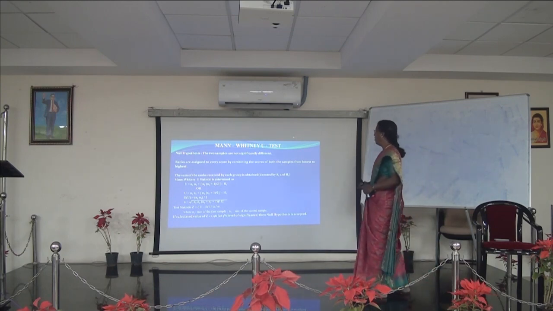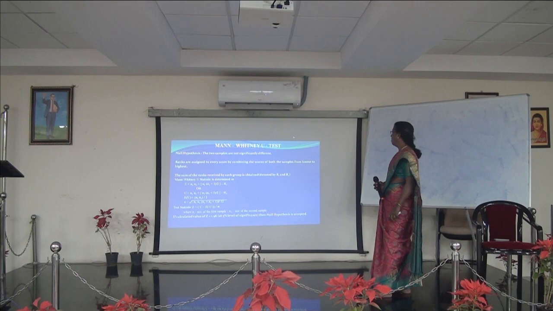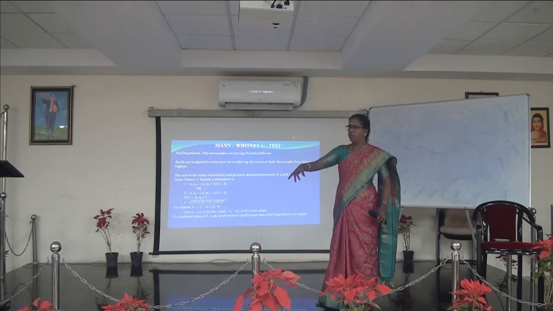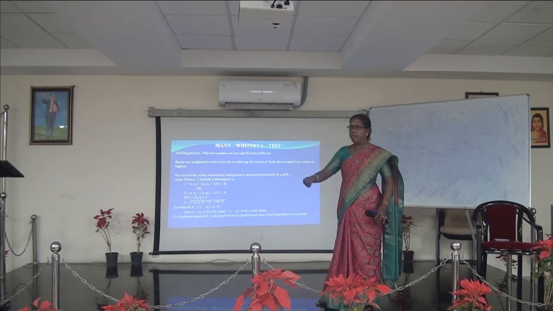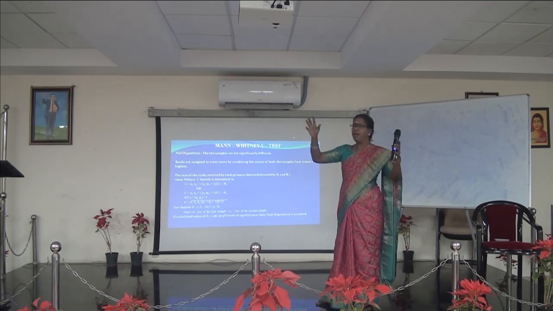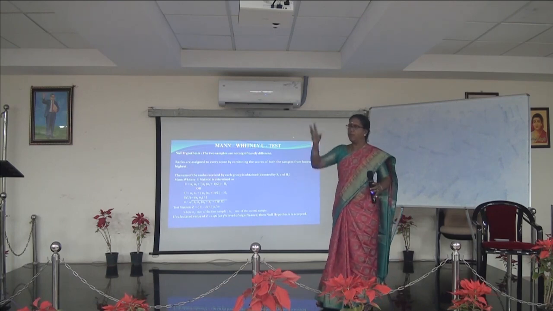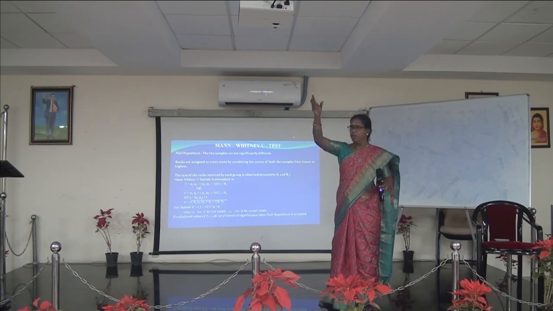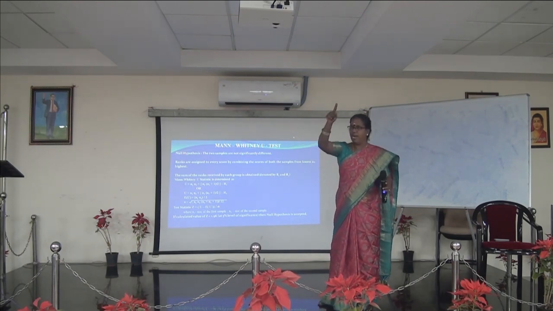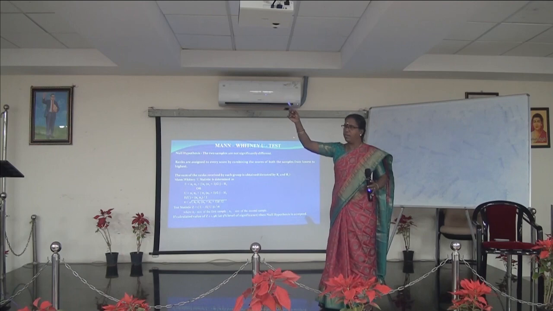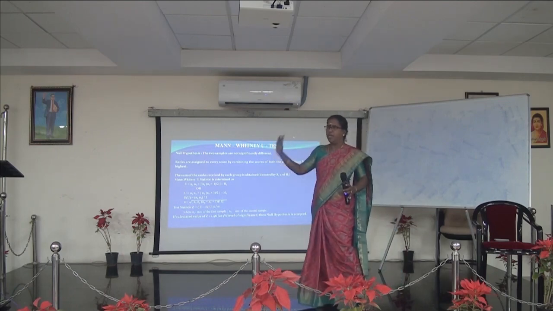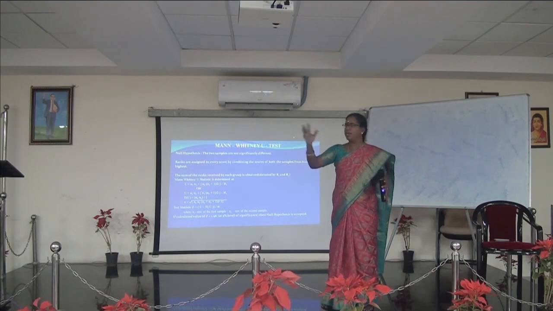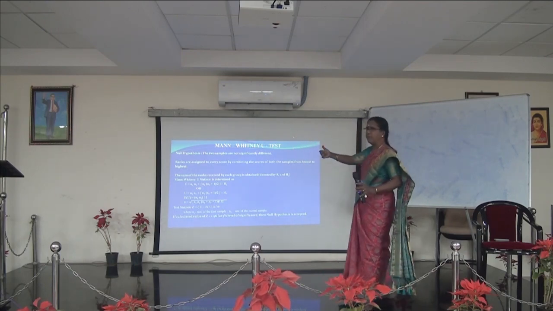Ranks are assigned to every score by combining the scores of both the samples from lowest to highest. I will come to the problem. We are taking two sets of scores. You will keep on ranking all the scores irrespective of where they appear, either in the first column or second column. For example, in the correlation coefficient, you have one set of scores and another set of scores, X and Y. You give rank only within X, and you give separate ranks for Y. Here it is not so. You take the whole data and start giving the rank irrespective of whether it appears in X or Y. That's what I am trying to say here.